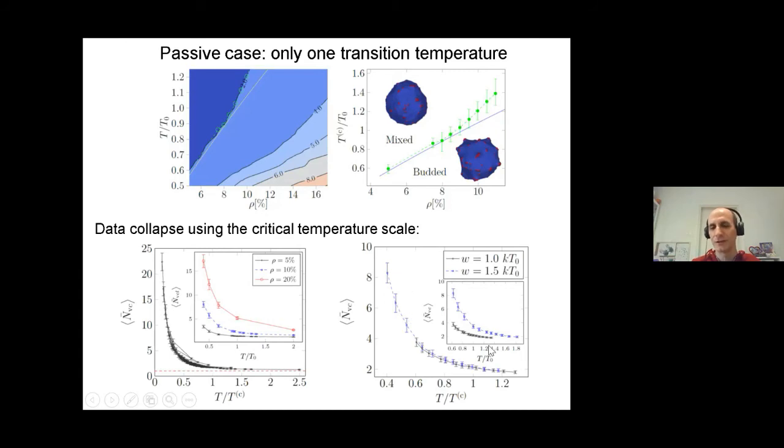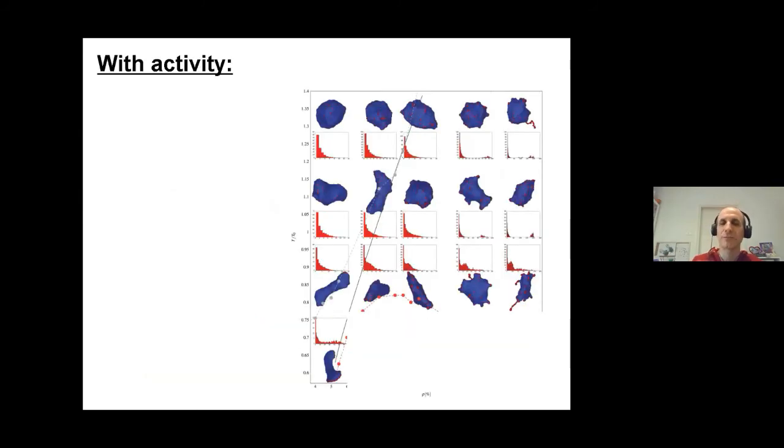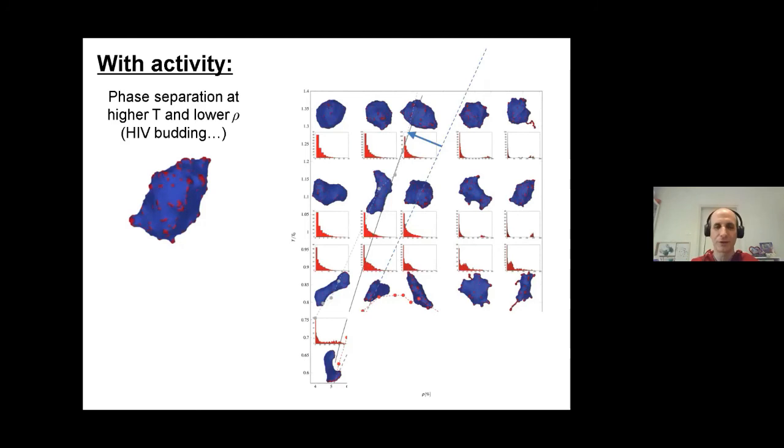For example, here, this is with different interaction energy W, the binding energies between the proteins, and everything collapses. So at least the passive system is well understood. Now what happens when you turn on activity, and I think this will be my last slide.